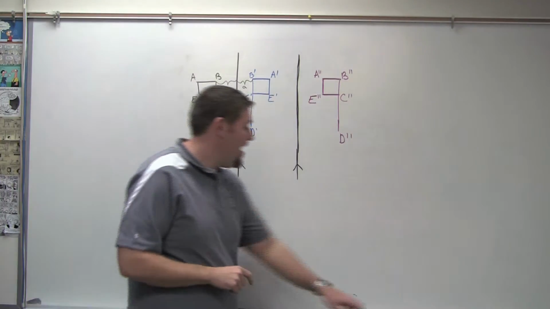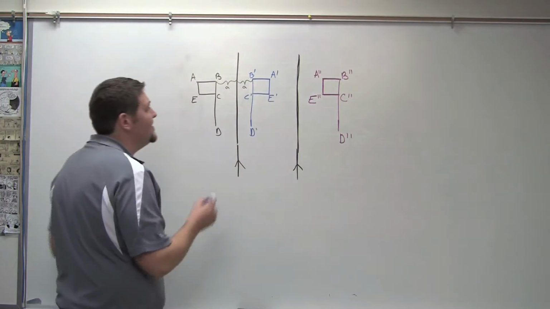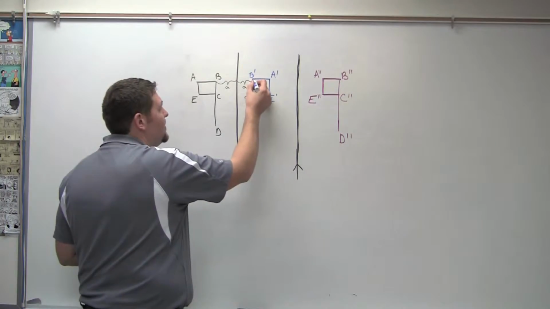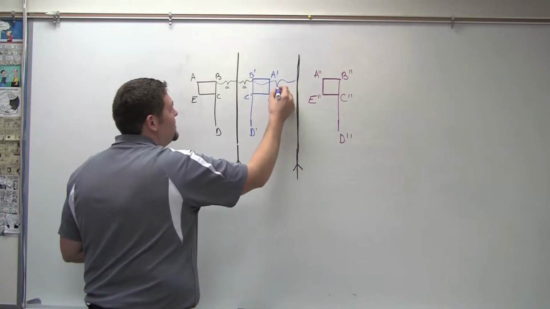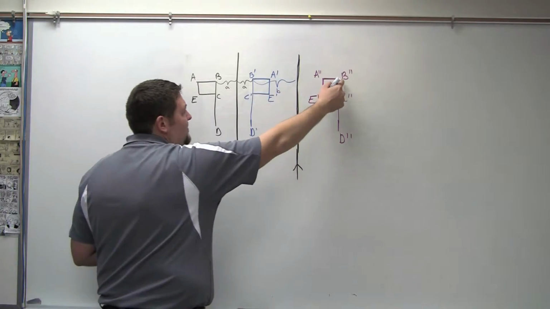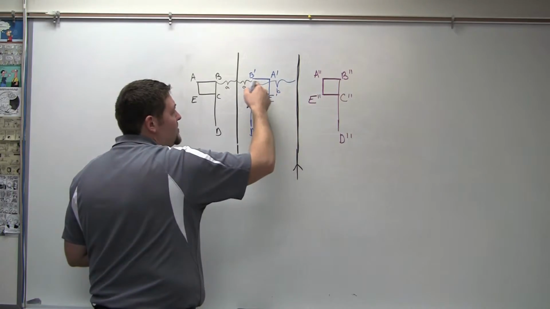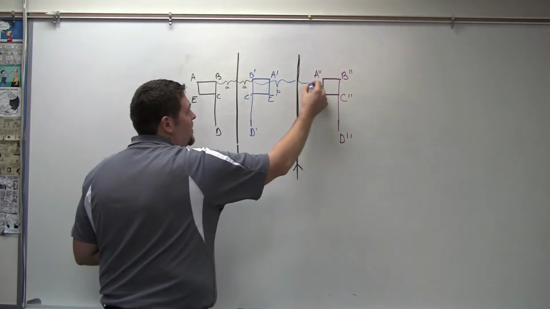So I'm going to mark that with another distance here. We're going to call that little b. So I'm going to mark this distance to the line as little b. And that same distance from B double prime to the line has to be b.